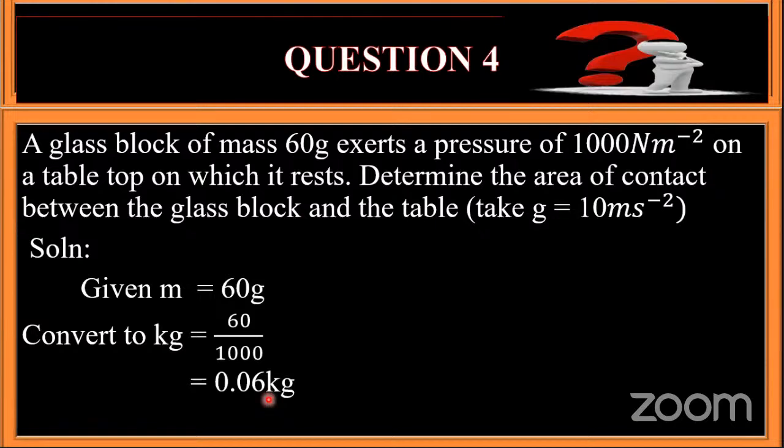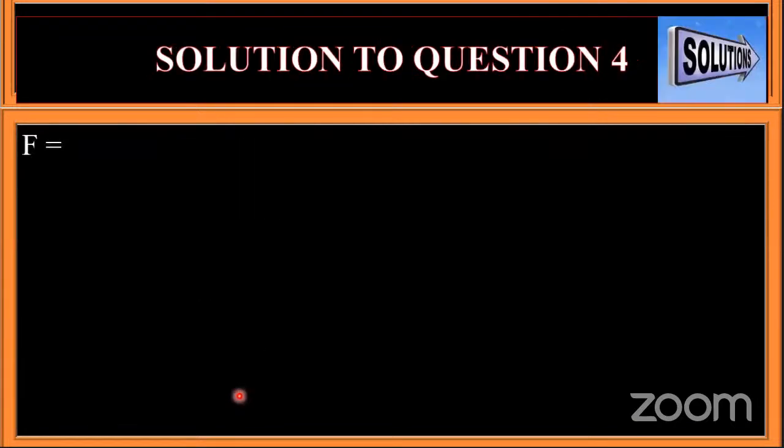Yes. Good. Now from there, after getting the mass, we get the force. We say force equals m what? Very good. Force equals mg. What's the value of g? m is 0.06, then g is 10. Very good. So when you multiply 0.06 by 10, you get 0.6 newtons. Is that okay, everyone?